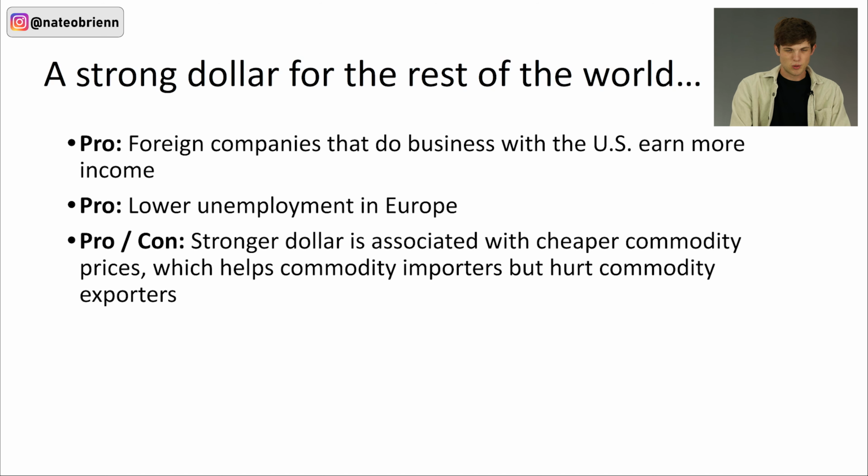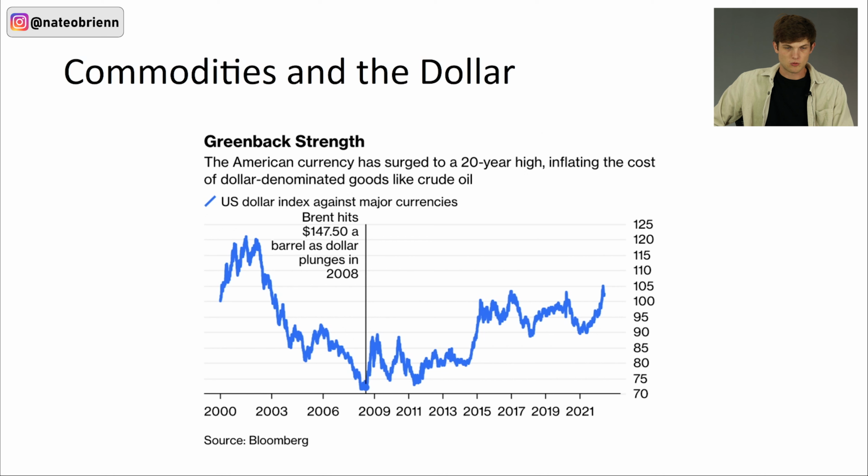And then the other pro and con about this is that a stronger dollar is associated with cheaper commodity prices, and so this helps commodity importers, but it hurts commodity exporters. So commodities, let's talk about that just for a second, because it is also a big factor when we talk about currencies. Here is a chart of commodities, and this is a chart of the US dollar index. The ticker for this is DXY, and you can see the US dollar basically against a basket of other currencies.